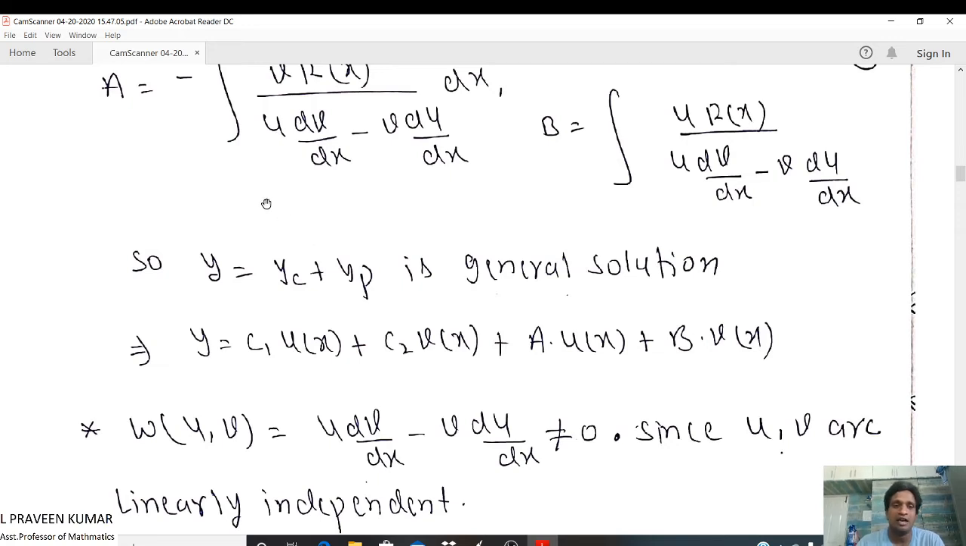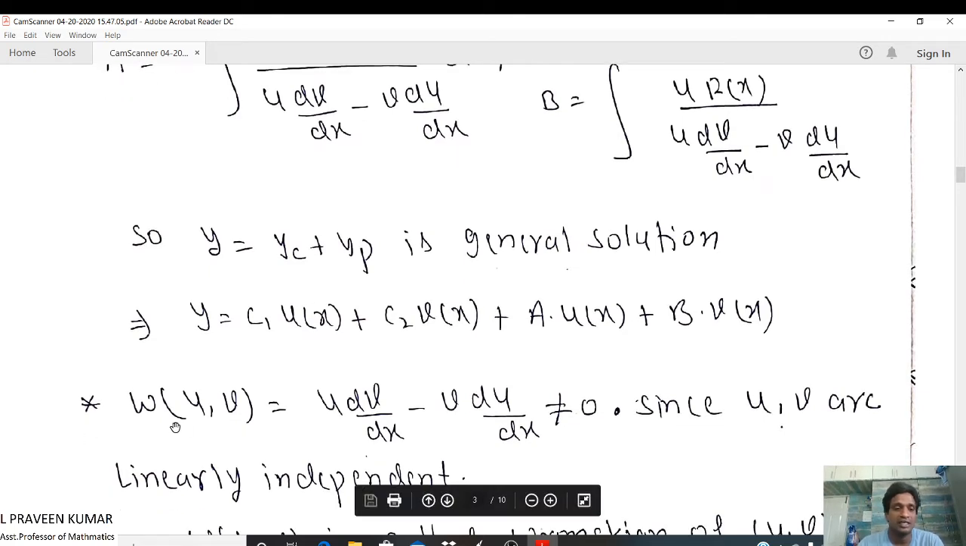Instead of writing u dv by dx minus v du by dx, we just write W of u, v, that is u dv by dx minus v du by dx. This is always not equal to 0. The Wronskian is never zero. If it is 0, u and v will be linearly dependent solutions. But here in the differential equation, the solutions are linearly independent.